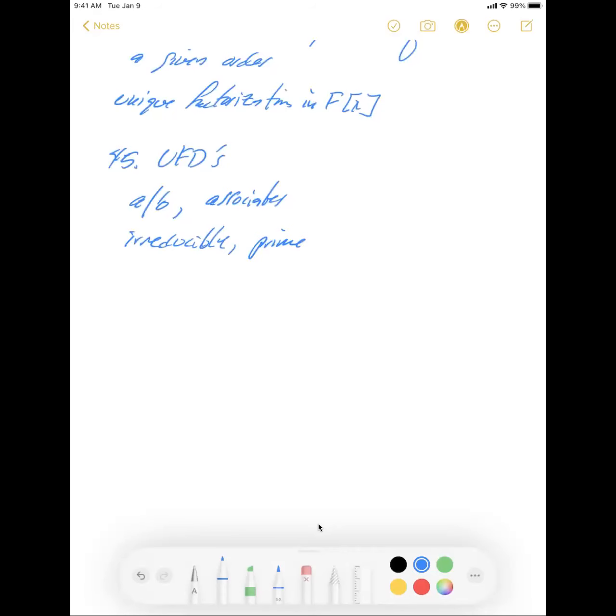And then we notice things, the naming of things is a little bit backwards to how we think about it, right? And it turns out that prime implies irreducible, but not necessarily vice versa. So then we define UFD. There was the ascending chain condition.